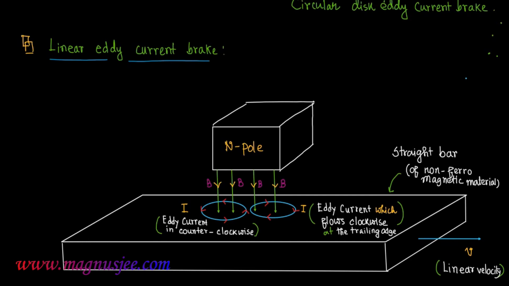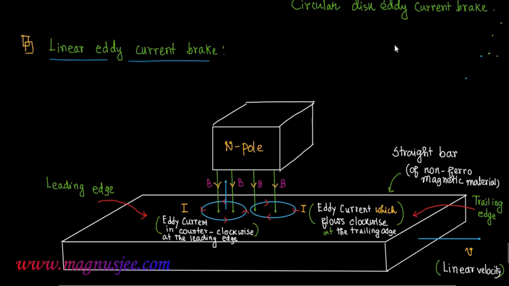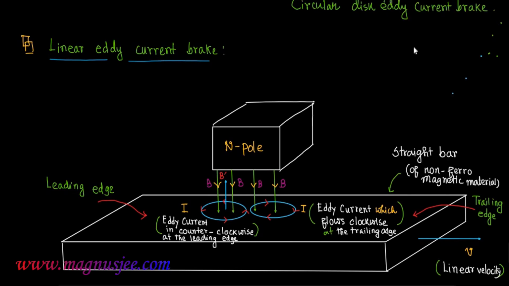In this case, the eddy current flows clockwise at the trailing edge, and on the left hand side, eddy current is counterclockwise at the leading edge of the north pole. We can denote a leading edge portion and a trailing edge portion of the straight bar. Eddy current in the leading edge flows counterclockwise in the metallic straight bar, and due to the flow of eddy currents in counterclockwise direction below the leading edge of the north pole, a magnetic field B prime will be acting upwards.